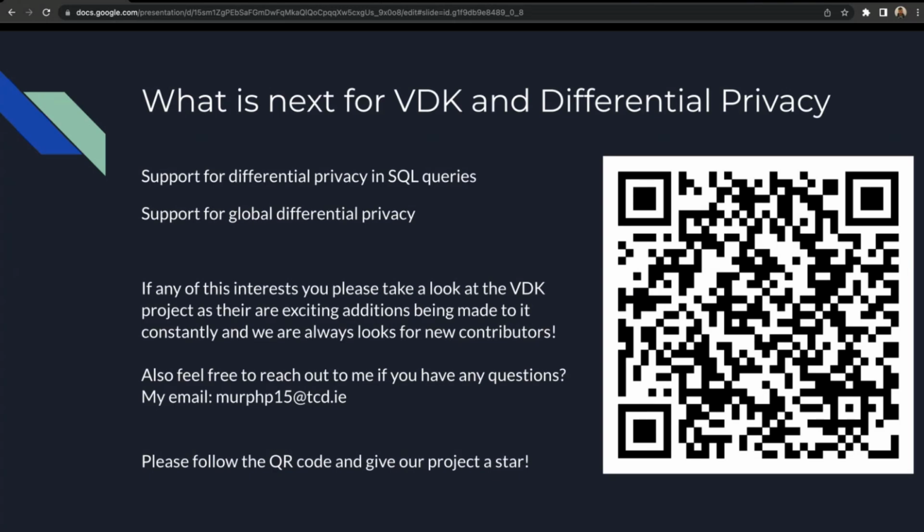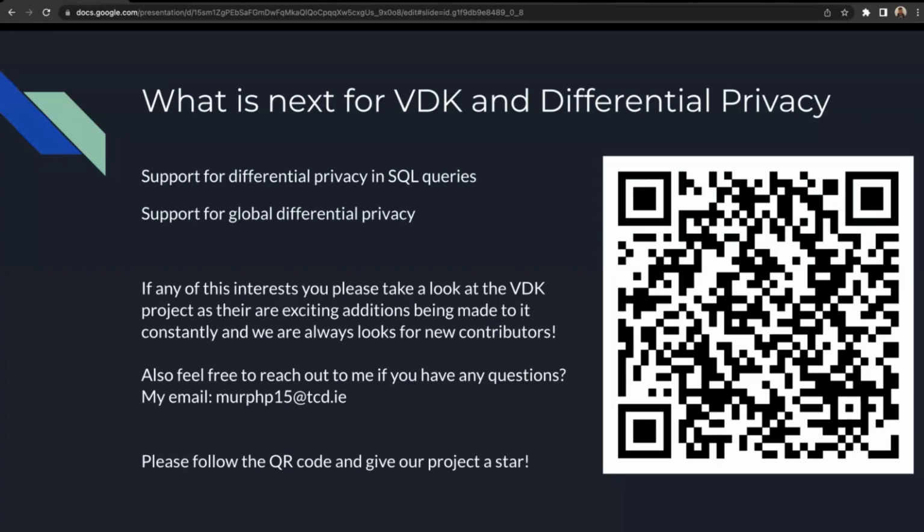So what is next for VDK and differential privacy? Well, as I mentioned earlier, there are two different types of differential privacy. There is local differential privacy, which is what we discussed today, where you always noise the data before sending it to the database. But there's a much more powerful version called global differential privacy, where if you trust the database owners, you can make much more intelligent decisions about how to noise the data, and you do that at query response time.